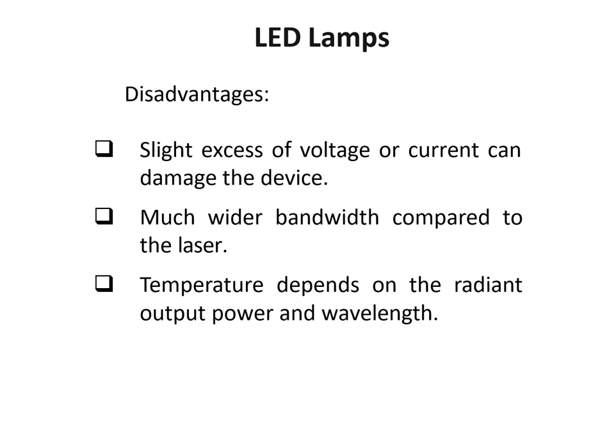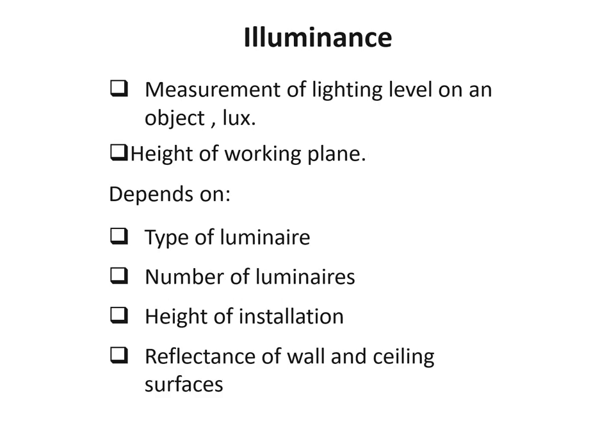Okay, everything has its pros and cons. So the disadvantages are that even a slight excess of voltage or current can damage the device. Very sensitive, and it has a much wider bandwidth compared to the laser, and temperature depends on the radiant output power and wavelength. So over time, the quality, the color of the lighting might change slightly. So those are the types of luminaires that we have. The very general ones. Nowadays, there are very interesting ones in the market as well, which we will not cover here.